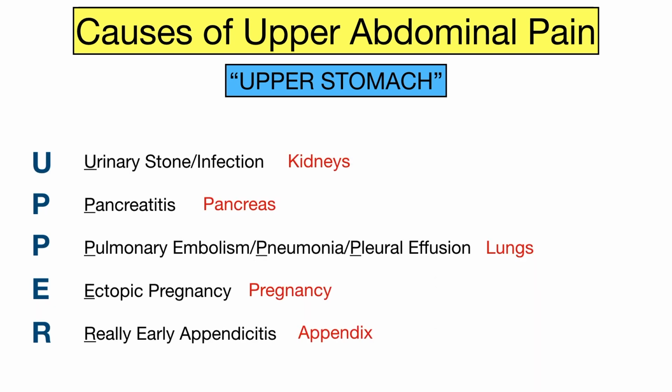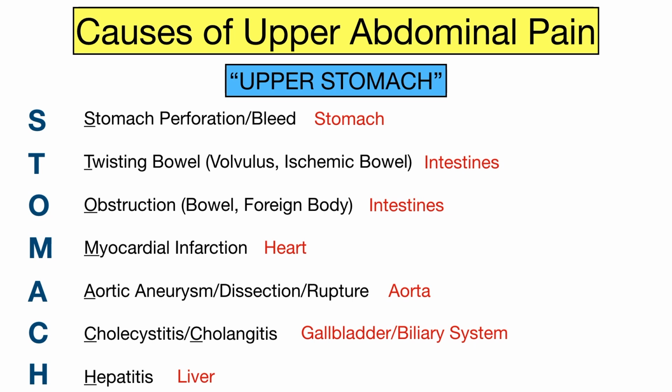Now here's the cool part. By using the mnemonic, you may not have realized that it gets you thinking about a lot of the main organ systems that are pertinent to upper abdominal pain. We can see in the word UPPER that we're including the kidneys and urinary system, the pancreas, the lungs. It also makes you consider pregnancy, and it also helps you think of the appendix. And we can see the word STOMACH covers the stomach, intestines, heart, aorta, gallbladder along with the biliary system, and the liver. So you can see how this mnemonic is a great way to summarize the main emergent causes of upper abdominal pain, especially when so many conditions can cause abdominal pain.